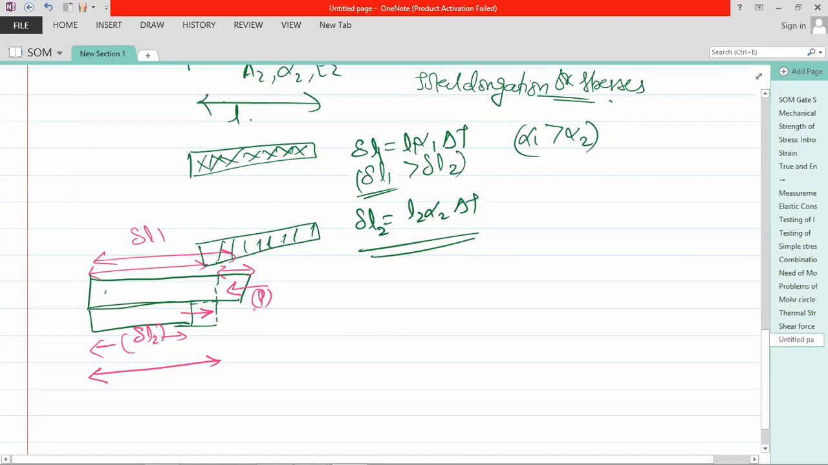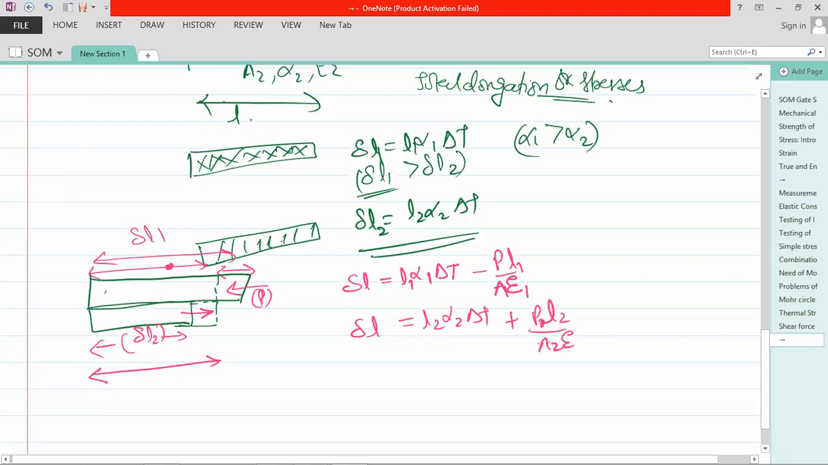Okay, now suppose that this force is P, and if we apply the same condition, what will be this delta L? This delta L is equal to L1 alpha 1 delta T minus PL upon AE. Sorry, L1 even. Delta L is equal to L2 alpha 2 delta T plus P L2 upon A2 E2.